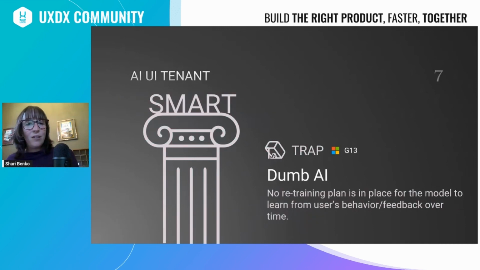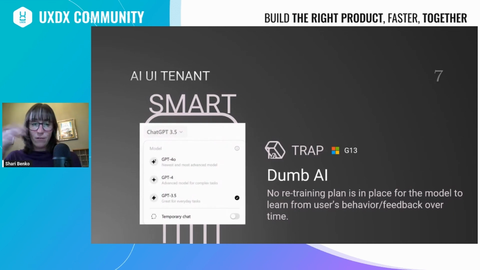The next one is UI tenant smart, so dumb AI. No retraining plan is in place for the model to learn from users' behavior or feedback over time. This is a risk with kind of any tool. It becomes outdated over time. And in the case of AI, this means it was trained on a set of data that is old. An example of this is actually ChatGPT 3.5. I don't know if you all have had the chance to use ChatGPT. It's all the rage. But basically, 3.5 was trained on stale data a bit. So some of the answers that it provided were a little bit outdated. And the sad part is now you have to pay for the updated data, version 4.